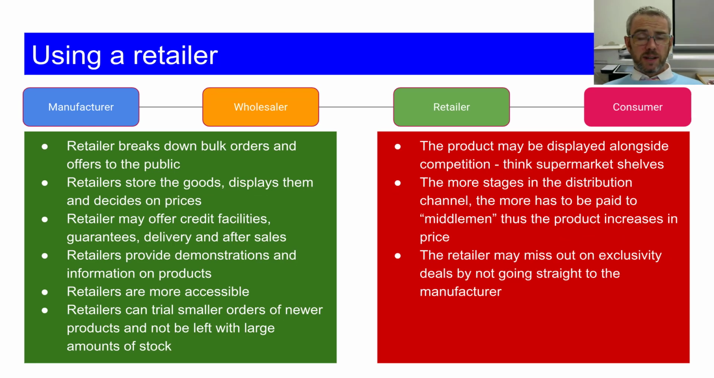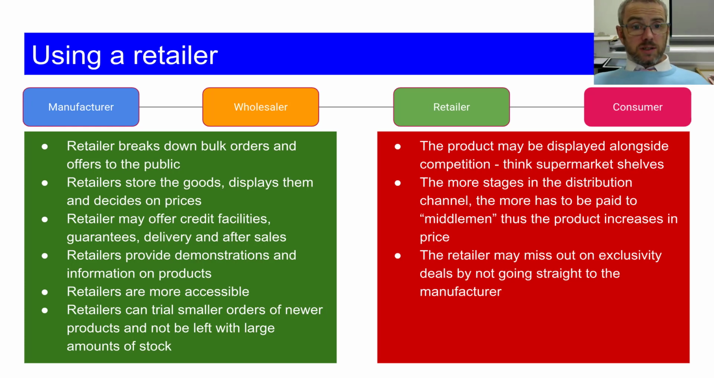The old traditional method uses a retailer: manufacturer to wholesaler, to the retailer, to the consumer. So the retailer breaks down bulk orders and offers them to the public, so you're one step further along. It's gone from the manufacturer selling a whole case or a whole pallet of baked beans to the wholesaler. The wholesaler then breaks them down into cases of 24. The retailer will then put them on the shelf where you can buy just one can of beans. And then the consumer goes in when they're fancying beans on toast, picks up one can and that's them away. That makes it so much easier.